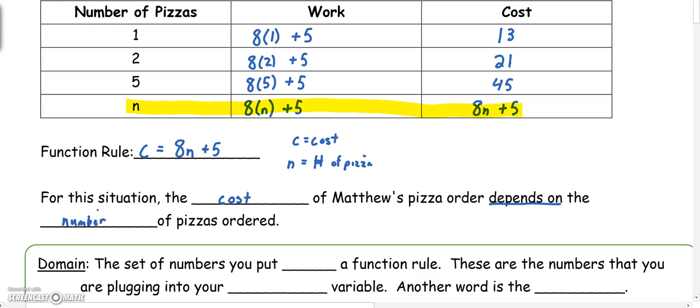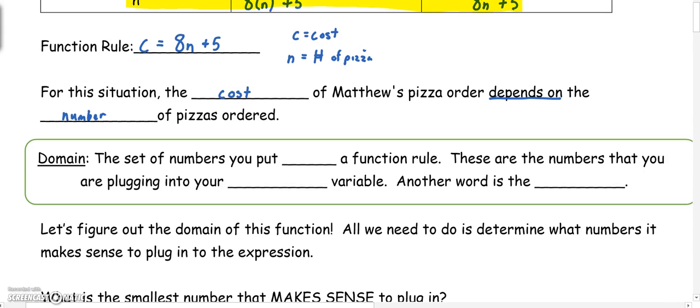So we can look at our domain and range of this situation. Our domain is the set of numbers that you would put into a function. These numbers are what we're going to plug in for our independent variable, which remember is our x. Another word for this is our x, or our input.